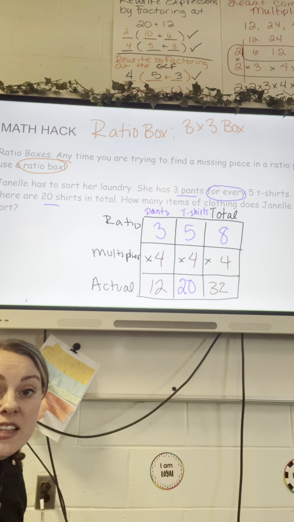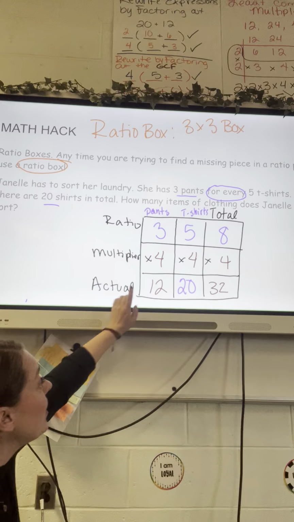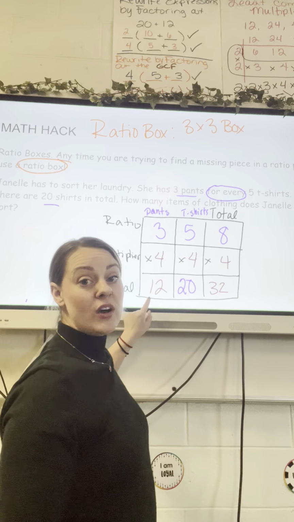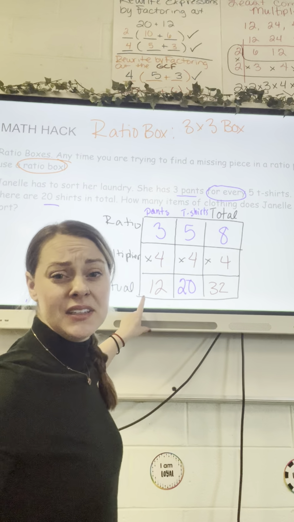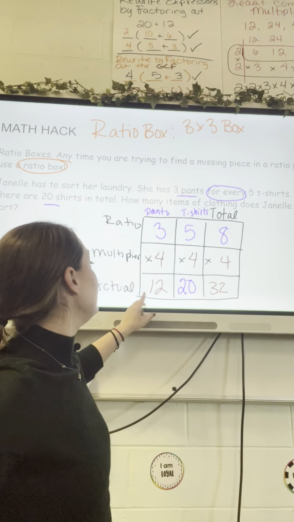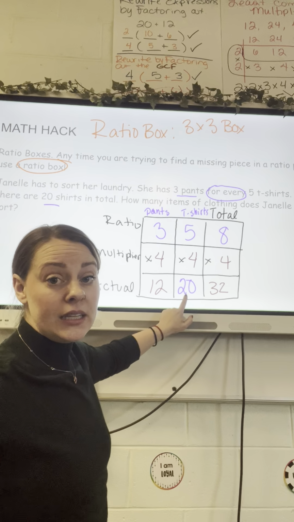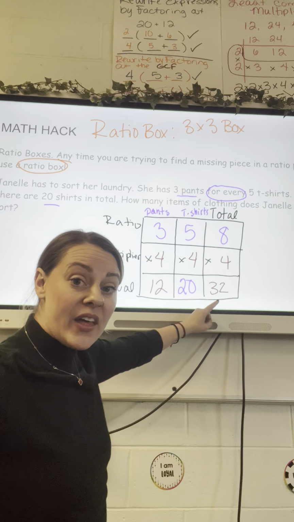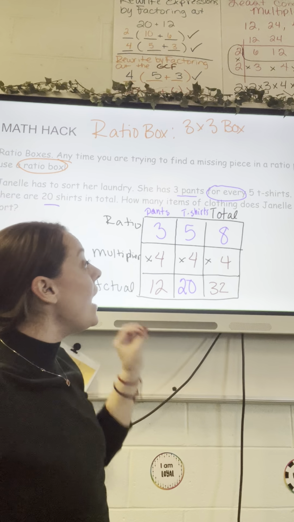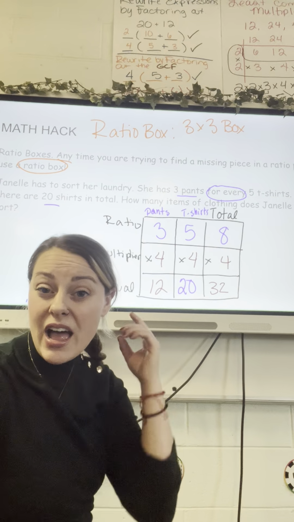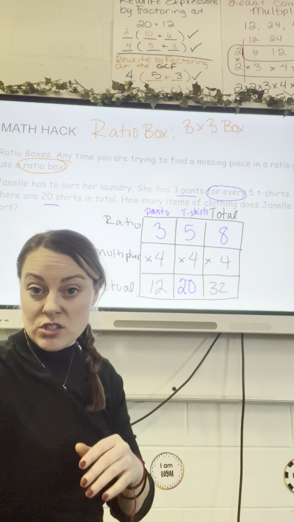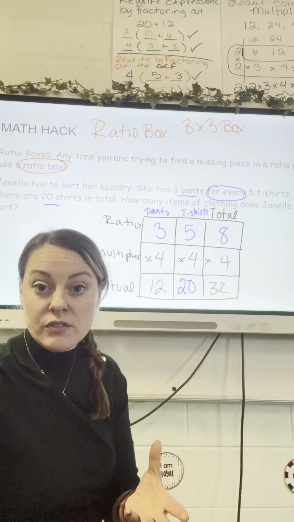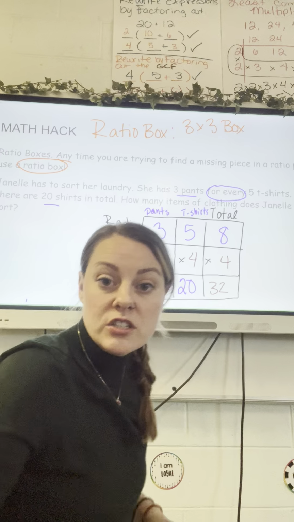So by looking at this chart now, my actual amount of pants, I would have 12 pants. Did they ask me how many pants I had? No, they did not. The actual amount of t-shirts I have is 20. I already knew that. The actual total amount of clothing that I have is 32. So how many pieces of clothing does Janelle have to go through in order to have her laundry finished? 32. So she has 32.